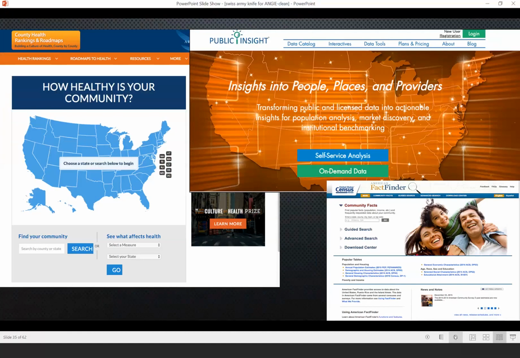The other example on the right-hand side in the bottom of the slide is the Census Bureau. You can go to the American Fact Finder, do the same thing, enter a county name, and generate all the demographic data you might want to understand social determinants and other kinds of factors.